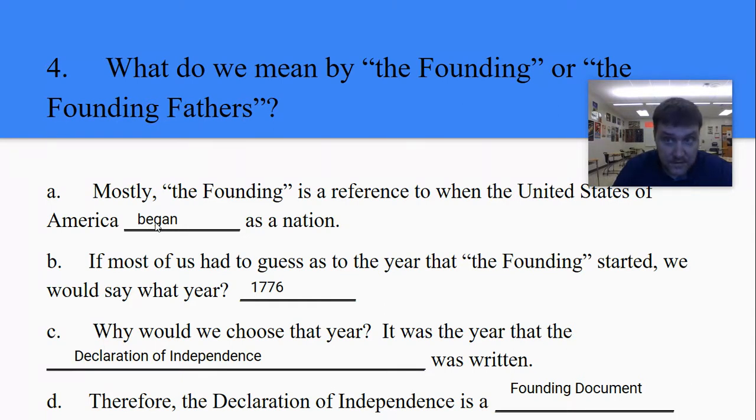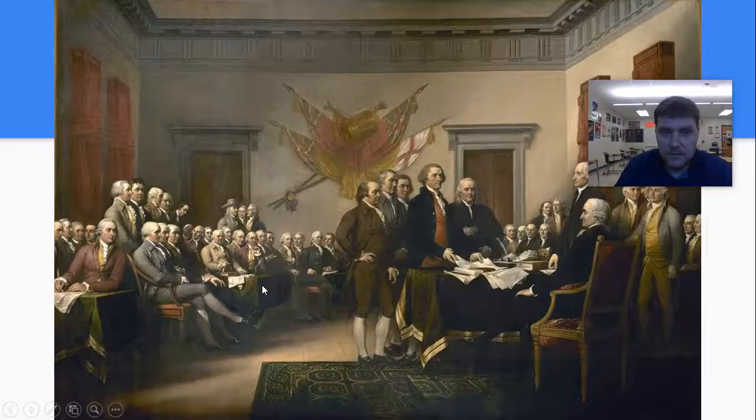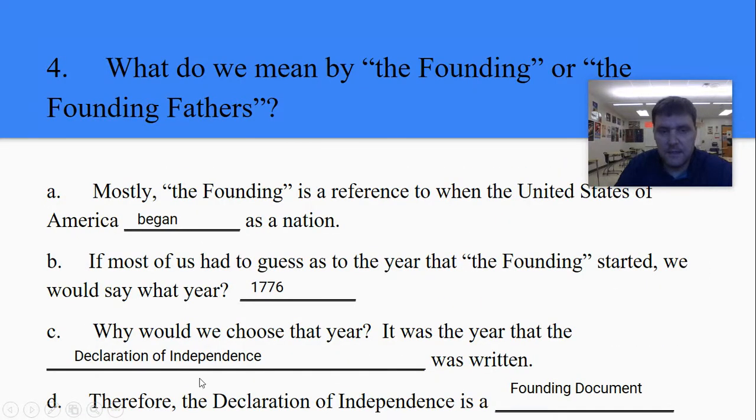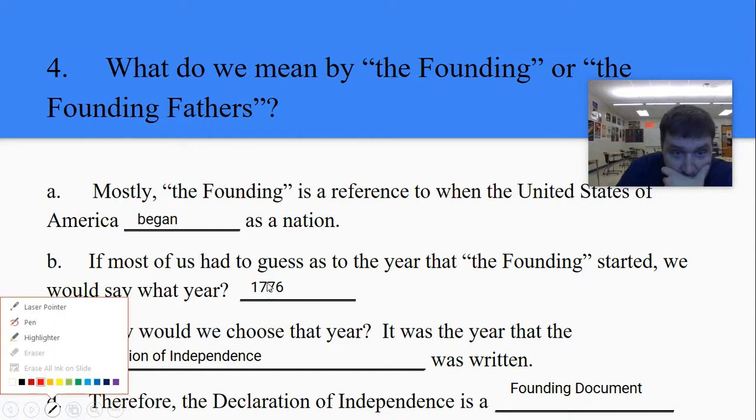Most students, if I asked them to pick a year when the United States of America started, would say, this is when we started, Mr. Beaver, 1776. Why? 1776, right here. I imagine that's what they would say.